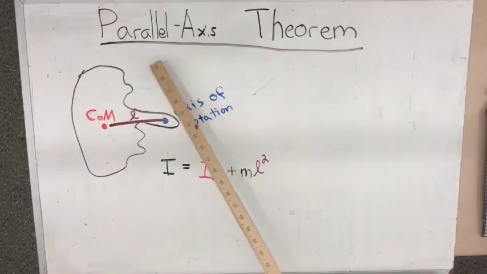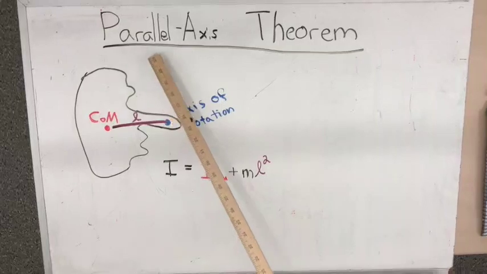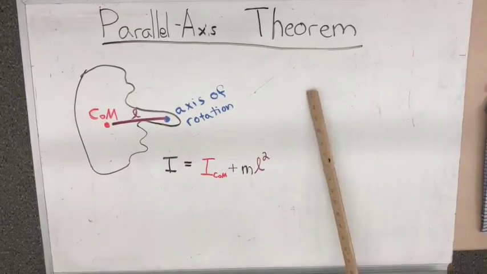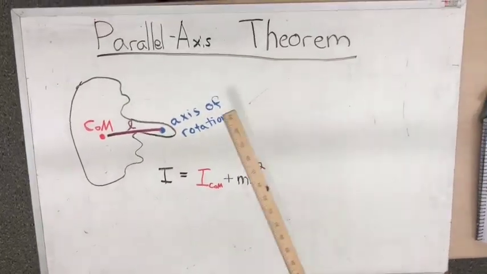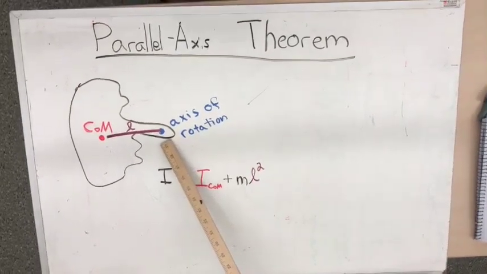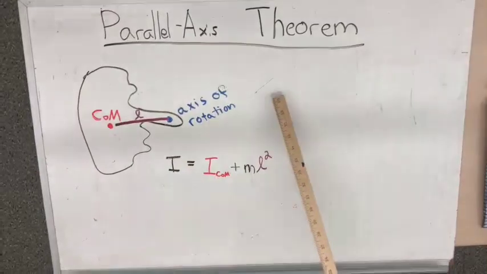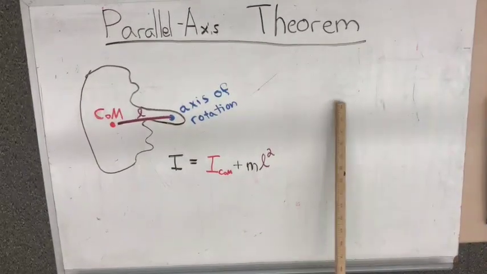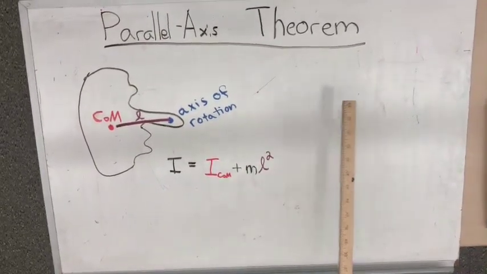One of the ways to calculate moment of inertia is with the parallel axis theorem. And you'd use this if you have an axis of rotation that you don't know the moment of inertia about, but if you have a different axis of rotation that you do know the moment of inertia about.